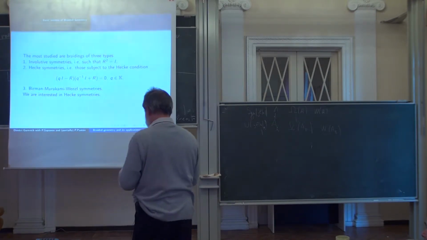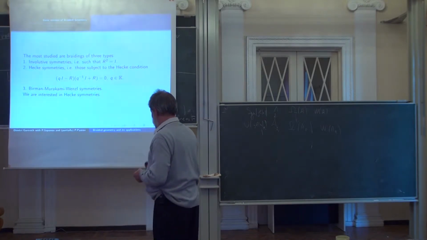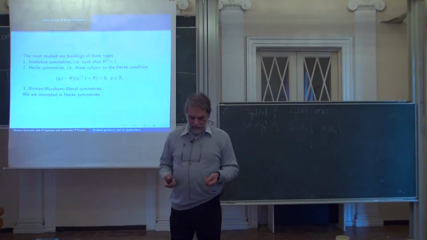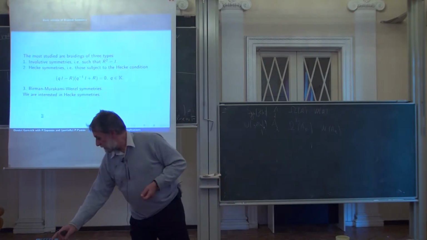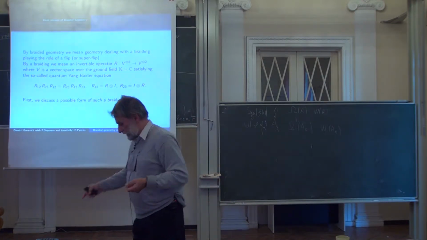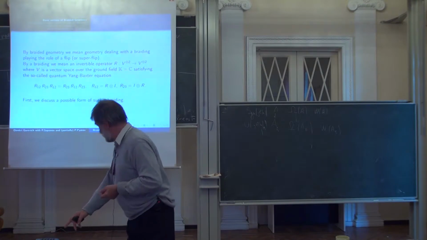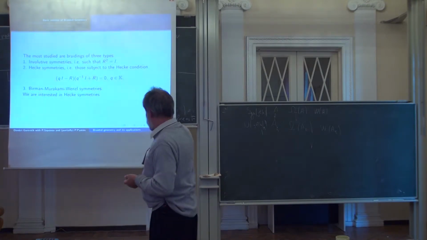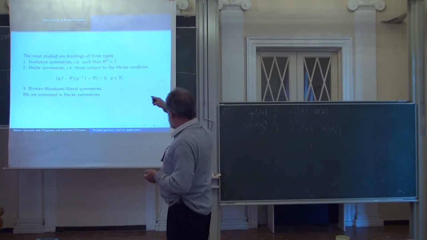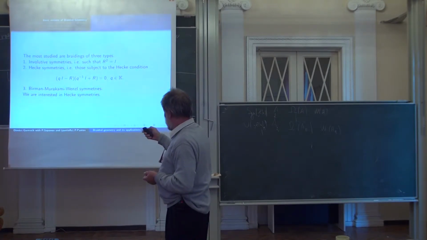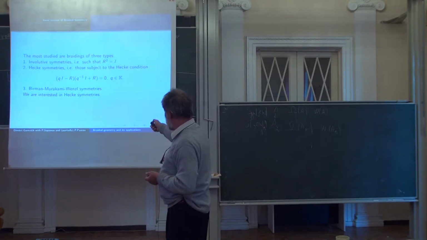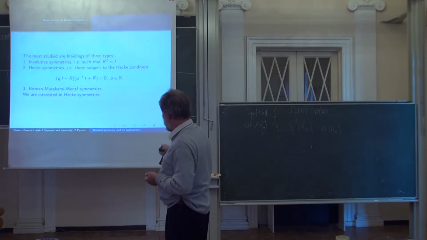Okay, so what is braiding? Braiding is a solution of the Yang-Baxter equation. It is presented on the previous page here. It is well known here in the Euler Institute, so I can skip the explanation. So now I will consider three types of symmetries.